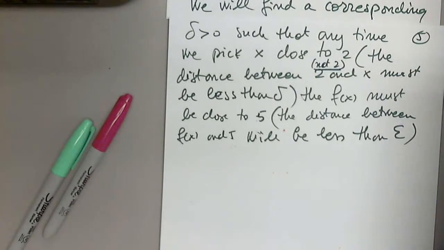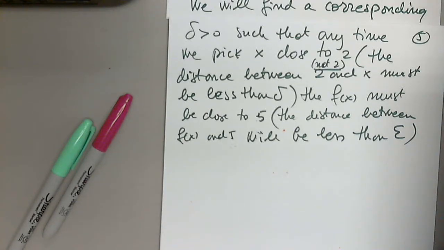Maybe I should write that, although it's clear, in parentheses: not 2. And we know that when x approaches 2, we mean x is not 2. The distance between 2 and x must be less than delta. Then f of x will be close to 5. The distance between f of x and 5 will be less than epsilon, guaranteed.